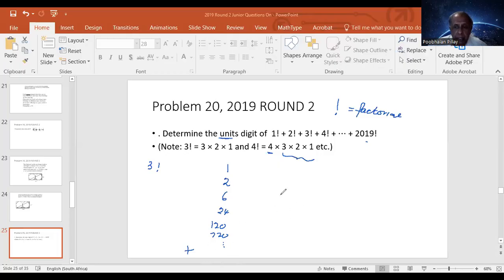So when you're adding, the units digit is just 1 plus 2 plus 6 plus 4, which is 13. You carry 1, but you're really not interested in what goes on here because you needed only the units digit. So the answer is 3. We needed to know only the units digit. It's 13, carry 1. You have to put a 3 there. And so we have answered the question because this is what was asked. Okay, so this is where we are now. We get to the next problem, which is problem number 20.